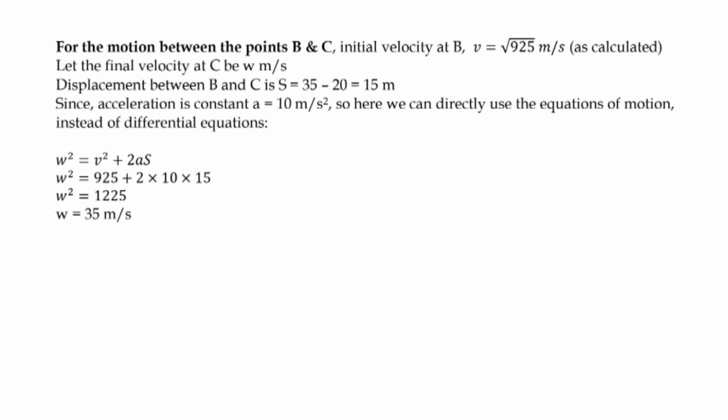So we will be using the equation of motion v square equal to u square plus 2as instead of using any differential equation. The differential equation can also be used and we will get an equal answer, but that will be lengthy. So we will be directly using the equation of motion. Now if we use v square equal to u square plus 2as, we get the final velocity at the point C, which is equal to 35 meter per second. And that will be the answer for this question.